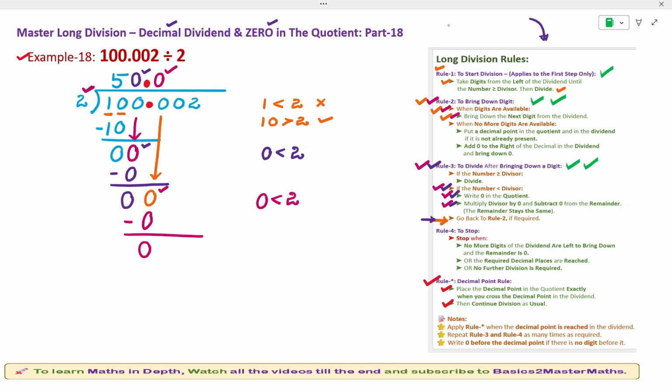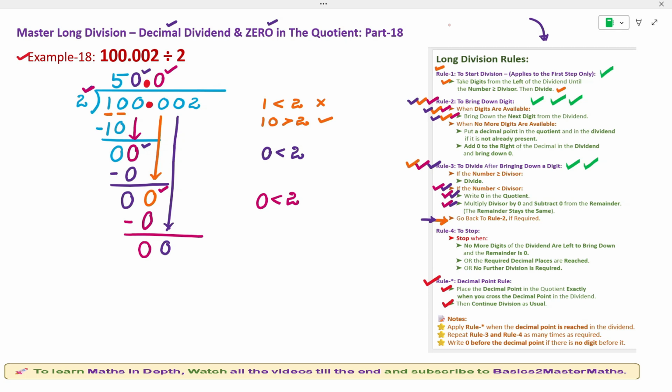Let us go back to rule 2 again. When digits are available, bring down the next digit from the dividend. In this case, since the digits are available, bring down the next digit 0. Now, rule 2 is complete for the third time.